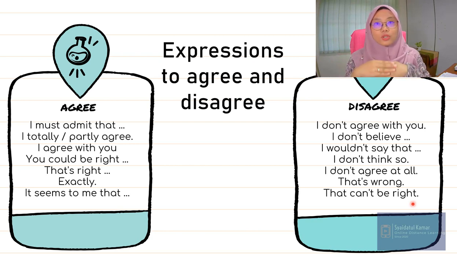So how you can show disagreement is by using a low and calm note or calming voice. For example, I don't agree with you. I don't believe that. That's wrong. That can't be right. Okay? So the intonation plays a very important role in expressing your opinion, and also in having a peaceful discussion with others. Alright? Because people are very sensitive towards tone. So be very careful with that.